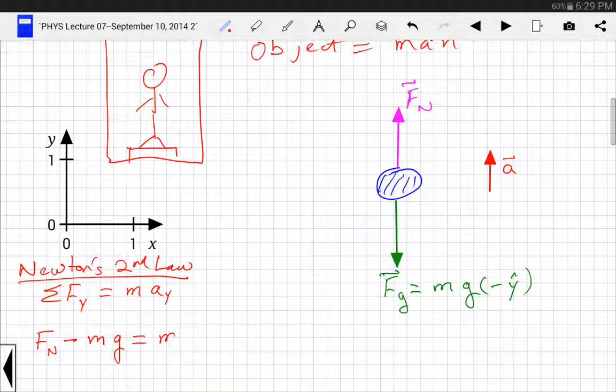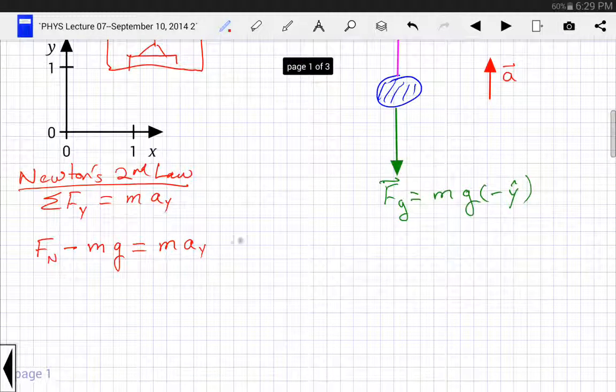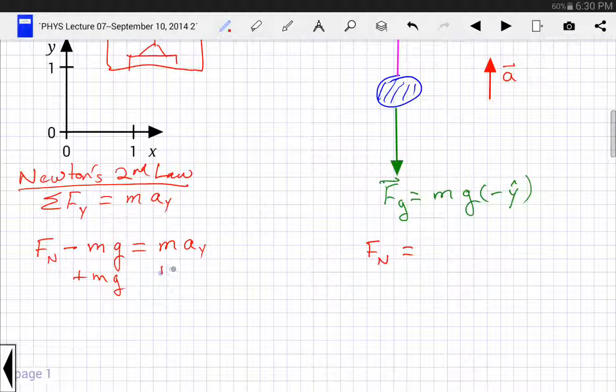The right side is equal to may, and now I can make an equation for the force normal. Doesn't matter what ay is, it'll be correct for all ays. The force normal is equal to, move this across by adding it. I can factor out the m's, so that's equal to mass times g plus ay.